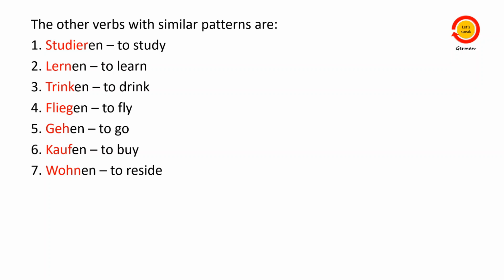Lernen, to learn. Trinken, to drink. Fliegen, to fly. Gehen, to go. Kaufen, to buy. Wohnen, to reside. The stem verbs are highlighted in red.